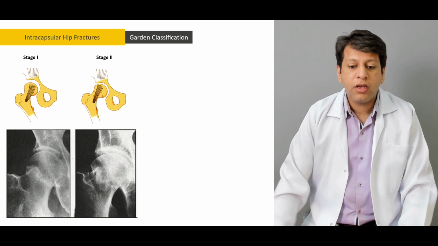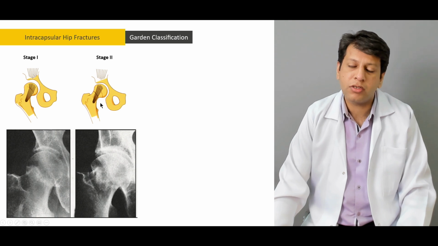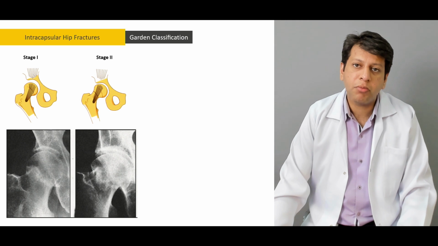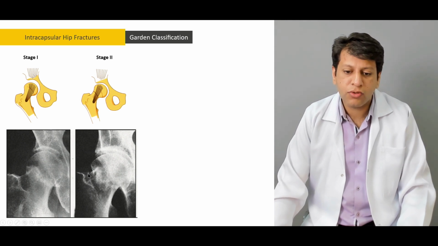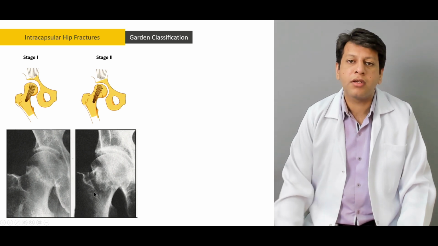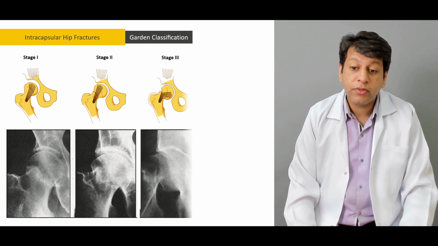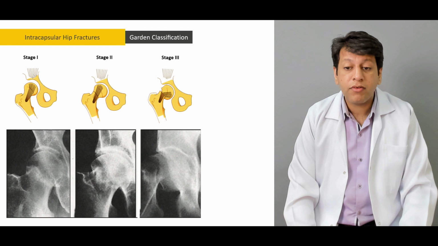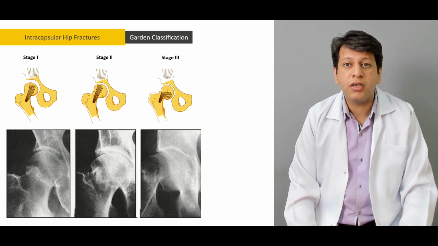Stage 2, if you see the diagram here, is a complete fracture but it still is undisplaced. So type 1 and type 2 are undisplaced, but type 1 is incomplete while type 2 is complete. You can appreciate in the x-ray this whole line going like this, but the neck is still undisplaced here. What about type 3? Type 3 is a complete fracture which is partially displaced.